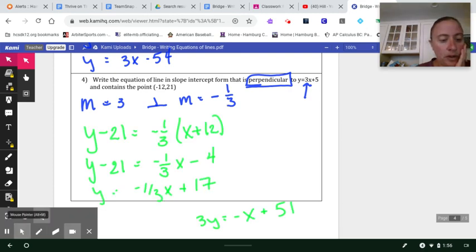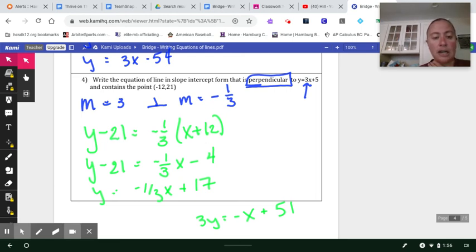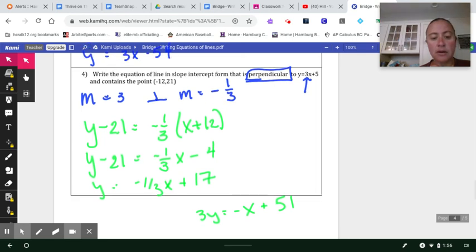All right, so I'll give you a moment to pause it and try it. All right, so hopefully you can follow my work here. Here's my function, my point slope formula. I distributed my negative 1/3, and then I added over that 21. So I had y equals negative 1/3 x plus 17. And then just for fun, I put it in the standard form. So I said, oh, a denominator of 3. I just multiplied every term by 3. And there you have it.